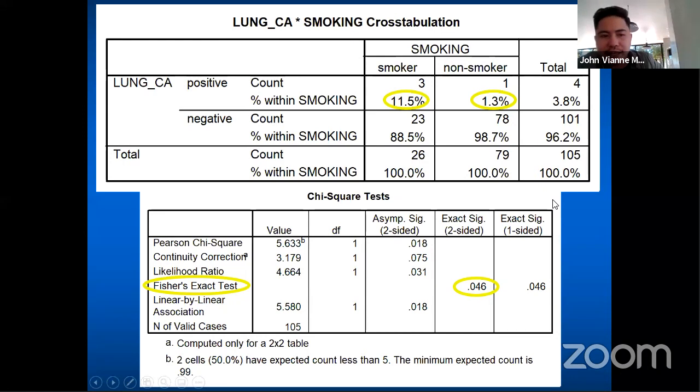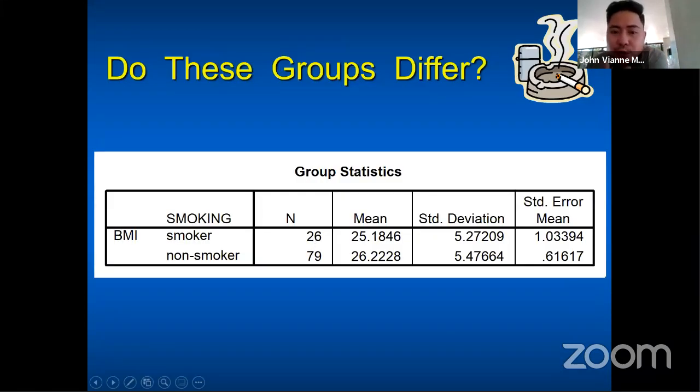Very good, it's significant. So when I say significant, that means there seems to be an association between your lung cancer occurrence and smoking, or those who smoke have higher probabilities to get positive results in lung cancer compared to those who are non-smokers. Okay? So these groups differ?